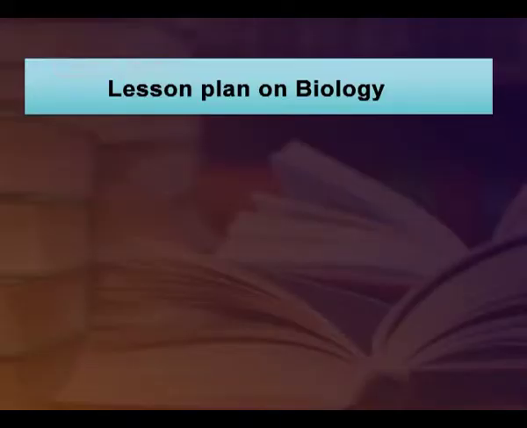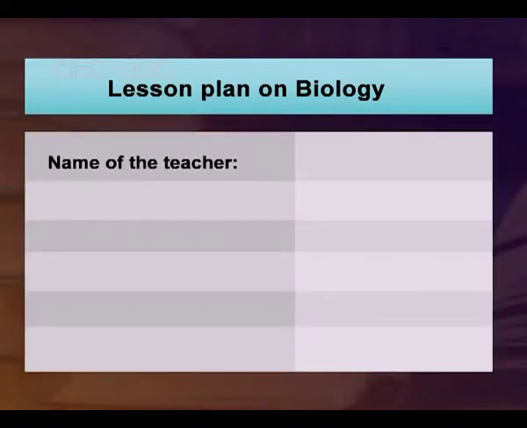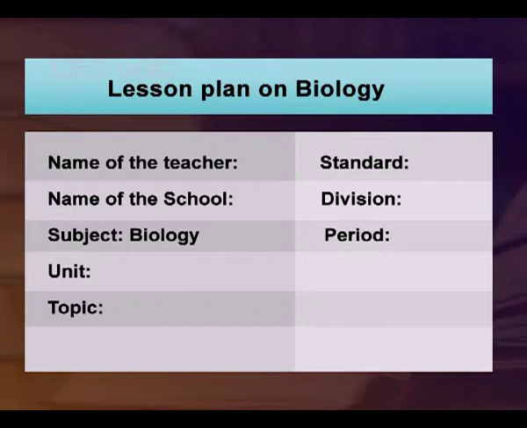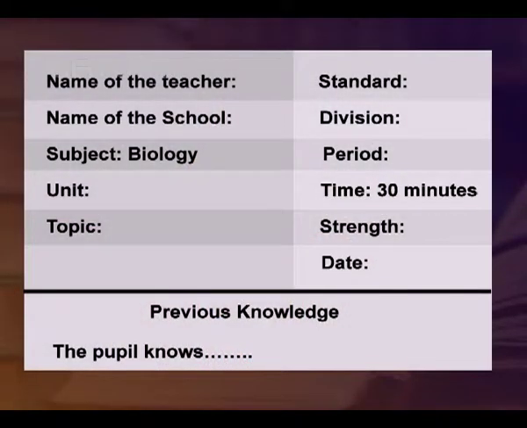Lesson plan on biology. First, you should give the general information, which are name of the teacher, name of the school, subject, unit, topic, standard, division, period, time, strength of the class and date. The next is identifying and writing what the students already know and or what they have studied so far about the topic. Remember, we have already seen the importance of identifying the previous knowledge of the students.